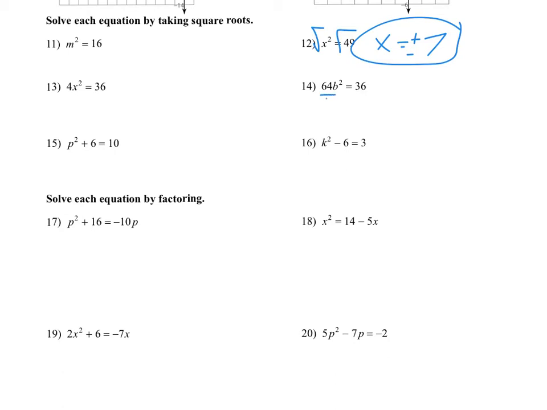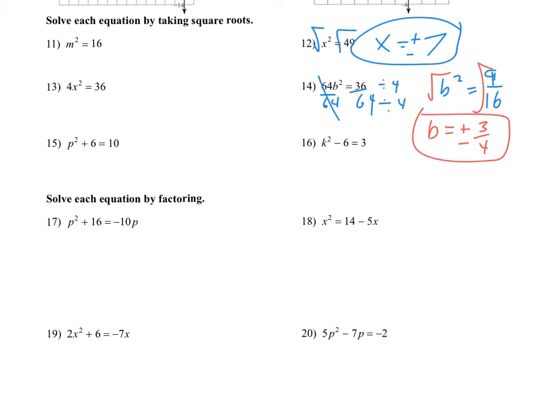Number 14, I need to divide this 64 over first. I think I can reduce these both by 4. Yeah, so I can do that now. So then I get, nope, that's going to be 9 over 16. And now I can square root both sides. So the b squared turns into b. And then I can just square root the fraction individually. So the square root of 9 is 3. The square root of 16 is 4. But since I created that square root, I need a plus or minus in front again.